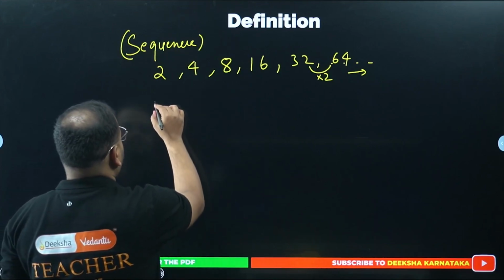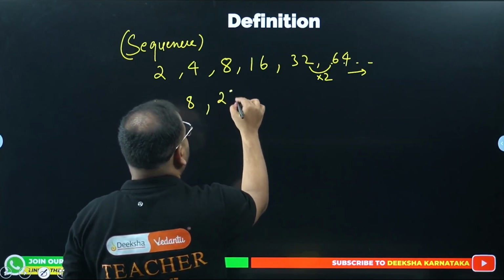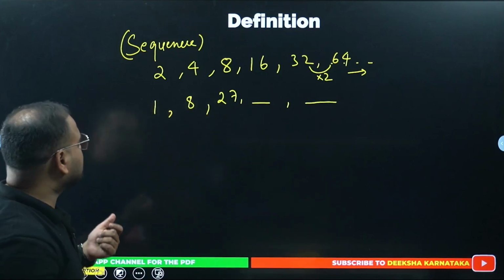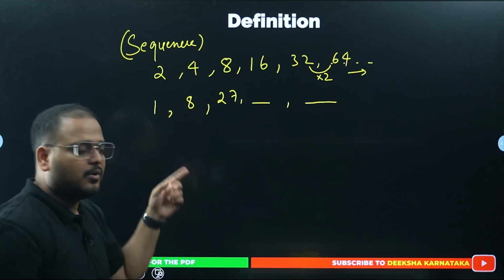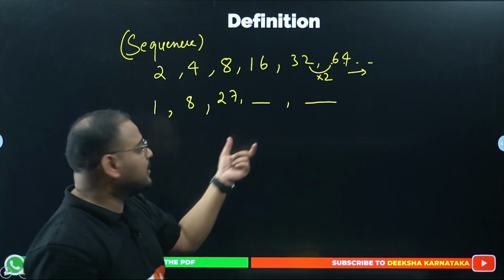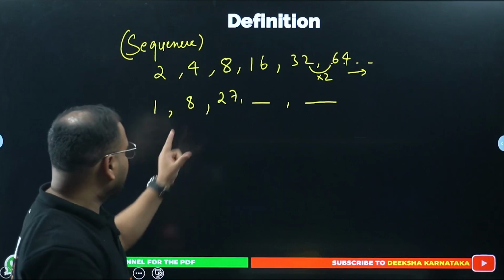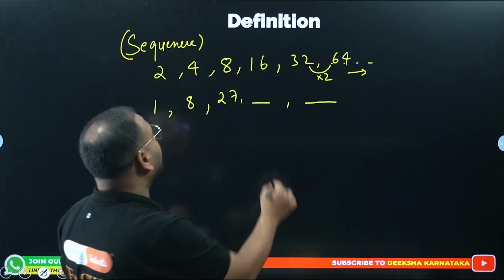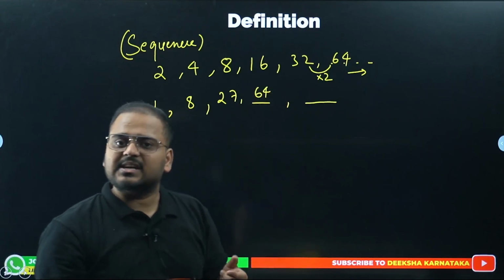Let's see. 1, 8, 27. And I ask you, what's the next term in the sequence? It is not times 2. What about 1 into 8? No, sir. 1 into 8 is 8, but 8 into 8 will not be 27. If you can tell me the next answer, it means you know what this series is. So, 1 cube is 1, 2 cube is 8, 3 cube is 27, and 4 cube would be 64. 4 4s are 16, 16 times 4 is 64.